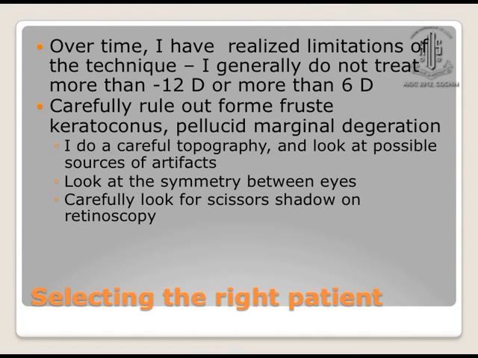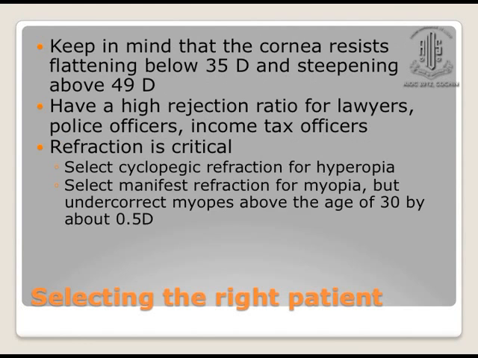You would rarely find a difference of more than a diopter between the two eyes in a normally occurring eye. Or you would rarely find a difference of more than 10 microns of pachymetry difference if the eyes are at a normal level. You can also carefully look for scissors shadow on retinoscopy, and it goes a long way to diagnose keratoconus even before you do a topography. You have to keep in mind that the cornea resists this change of shape from 35 to 49 diopters, and therefore you should avoid these extremes and not induce a lot of higher order aberrations.